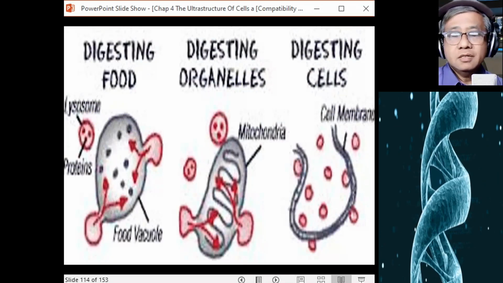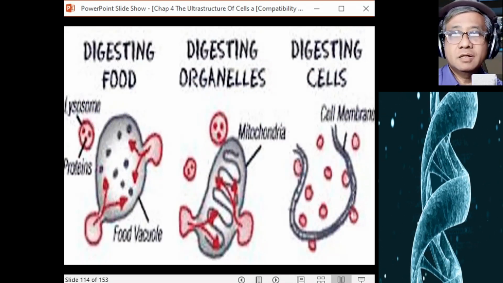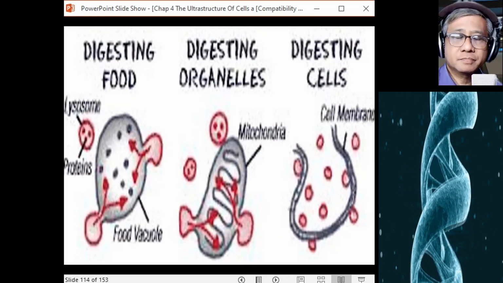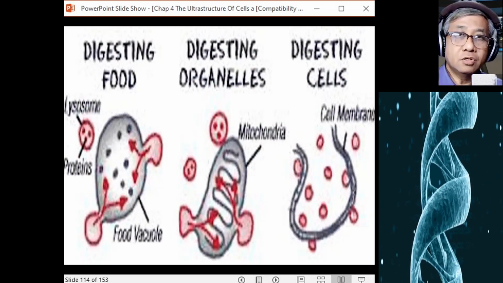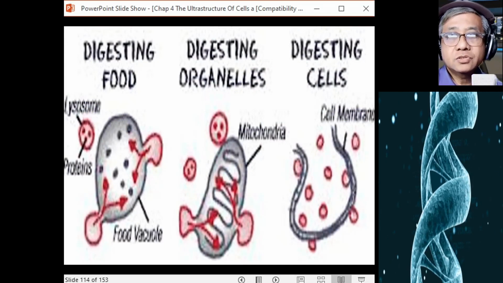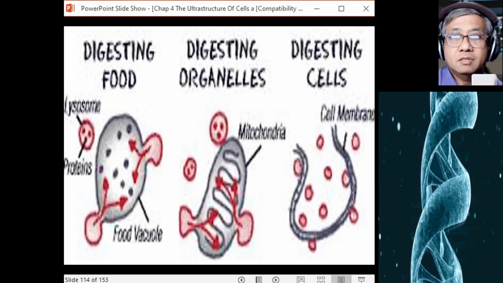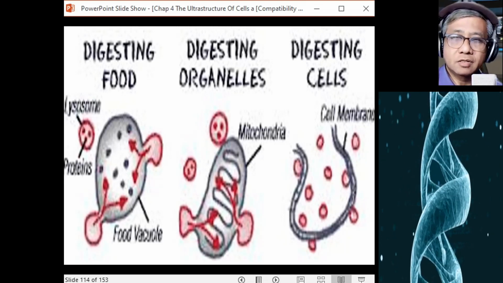Alright, so those are the functions of the lysosomes, being the digestive organelles of the cell. The hydrolytic enzymes in the lysosome can break down macromolecules, like proteins and carbohydrates, so it is a digestive organelle.